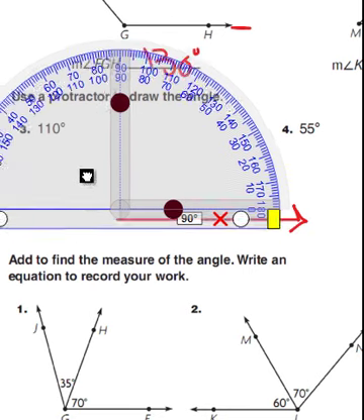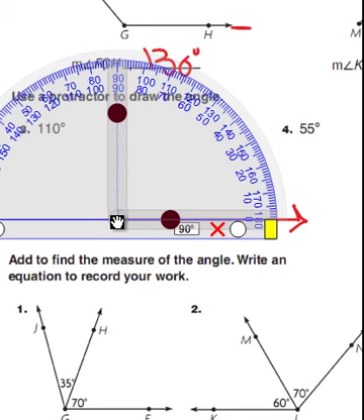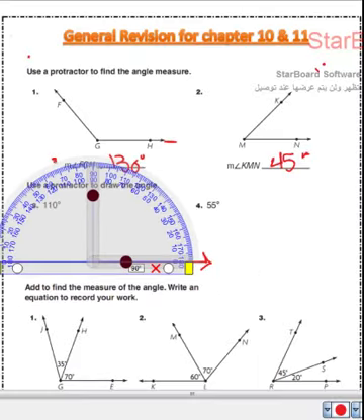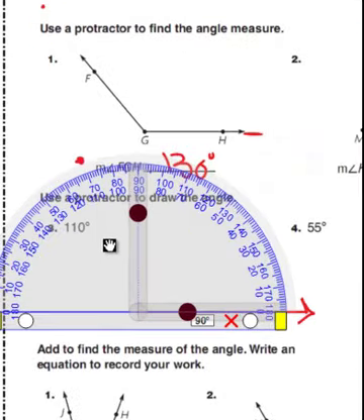Then put the center of your protractor on the vertex here, and 0 on the ray. Then count to what? 110. Great. Starting from 0: 10, 20, 30, 40, 50, 60, 70, 80, 90, 100, 110. Here is 110, so label a point in front of 110, because my question says 110 degrees.